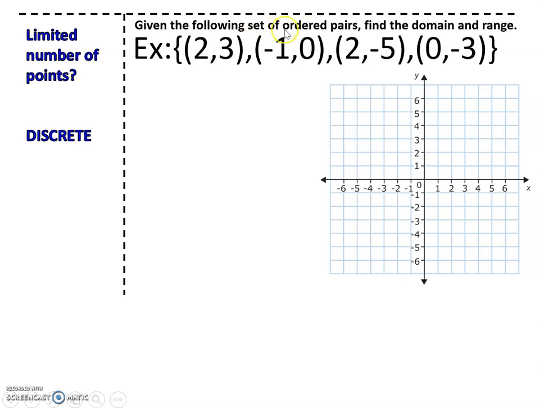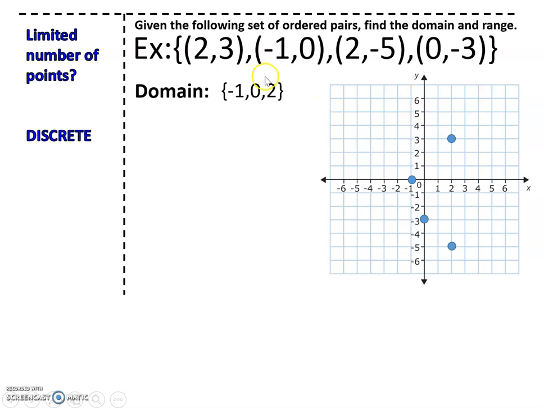So, given the following set of ordered pairs, remember everything you see on the screen needs to go in your notes. Given the following set of ordered pairs, find the domain and the range. We have 4 ordered pairs that we're simply going to plot onto the graph. That's where they are. This is called a discrete function.